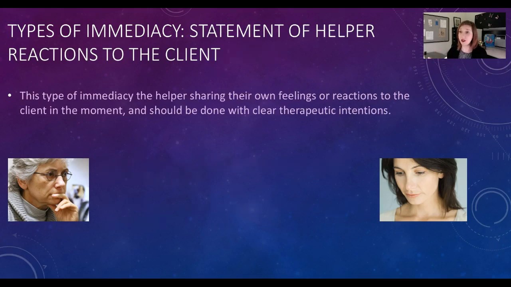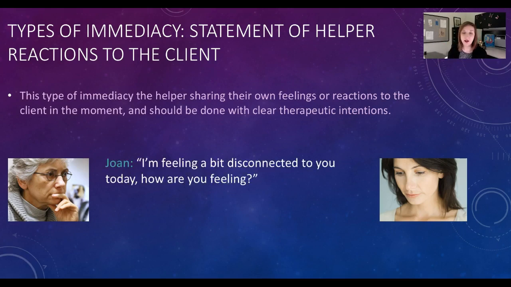The next type of immediacy that Joan can use in this situation is a statement about helper reactions to the client. So in this type of immediacy, the helper shares their own feelings or reactions to the client in the moment. And obviously this has to be done with clear therapeutic intentions. The reason for doing this is not to air your grievances and get your emotional needs met. You should do this because you think it's going to be helpful in starting an important conversation. So Joan could say, "I'm feeling a bit disconnected from you today. How are you feeling?" You see how she acknowledges her feelings, but she turns it back to the client.